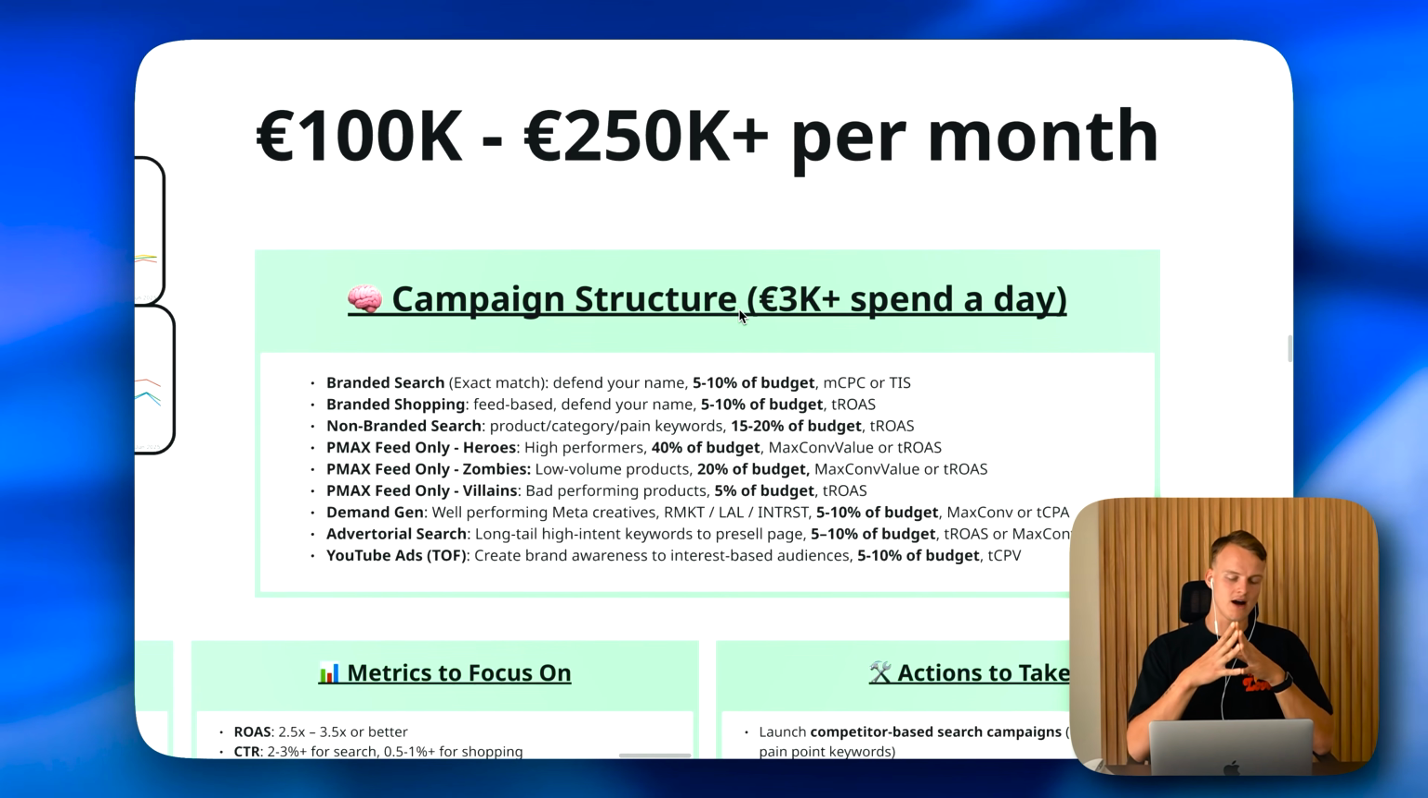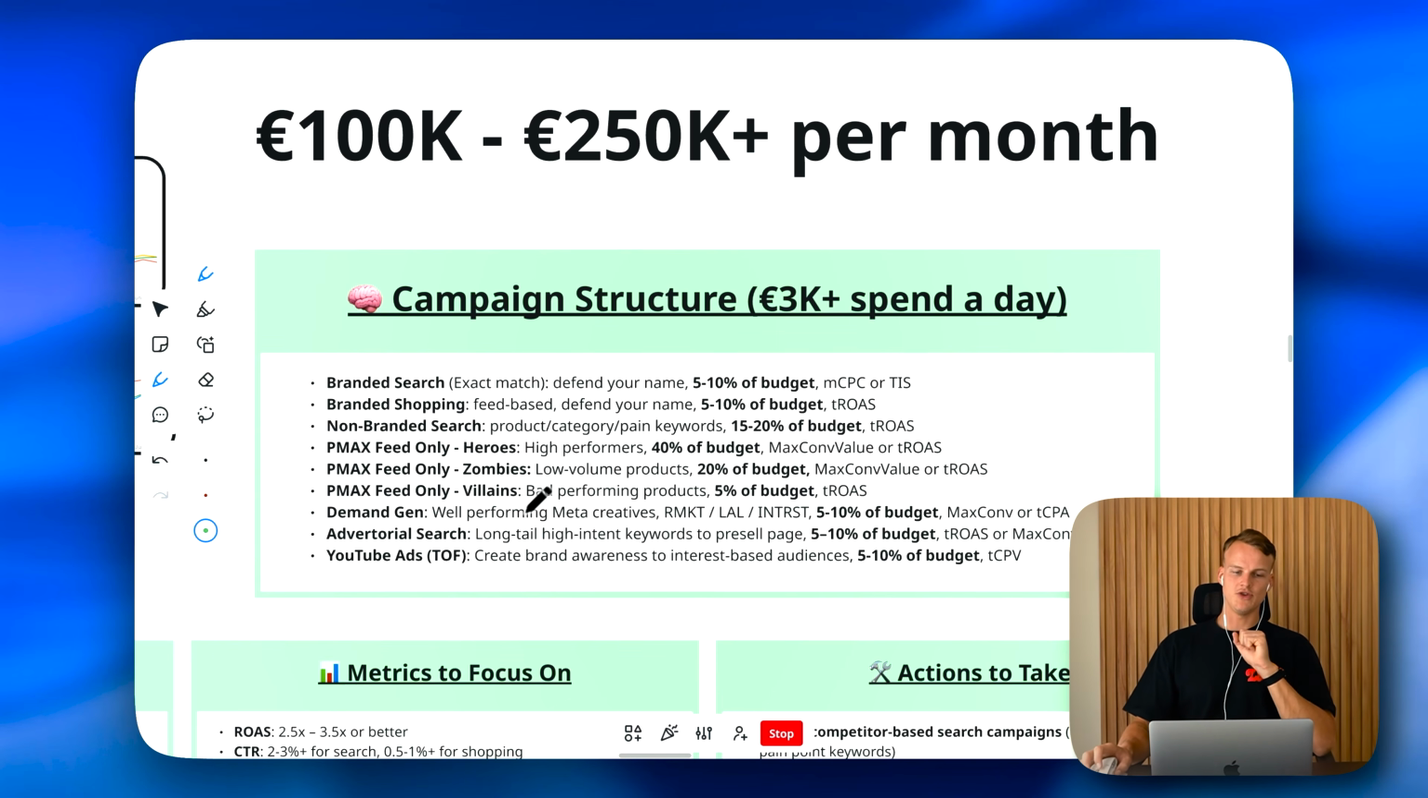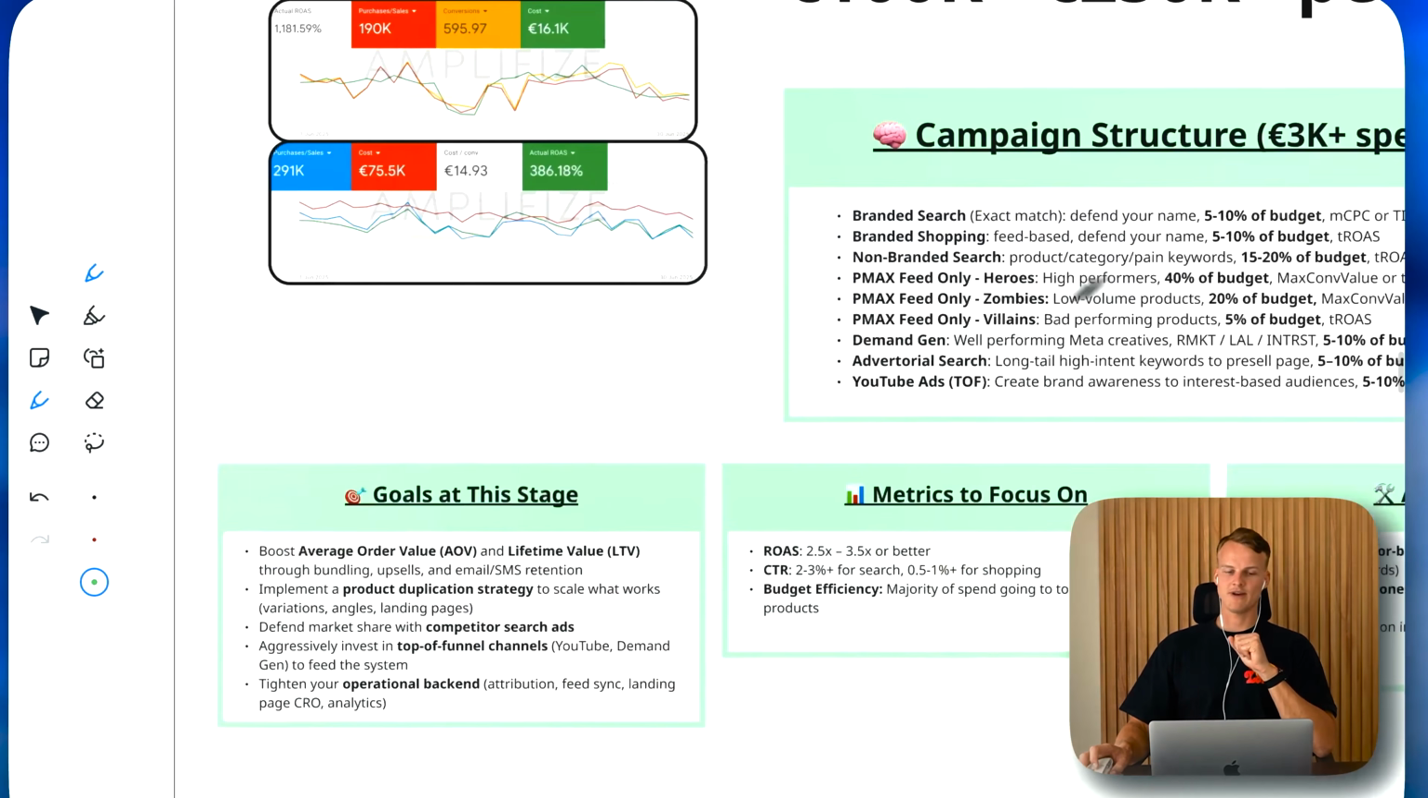And what you want to be on the lookout for is, again, that you optimize your account on your data. So if you have, let's say, a heroes campaign, and even within the Performance Max feed only heroes campaign, you have like 20% of those products that are delivering the majority of the revenue or profit, maybe you want to segment those as well. If you have specific categories that you want to play around with, maybe you want to segment those. So this is all your choice. But in general, this is what your campaign structure would look like. So use this as a base and optimize from there.